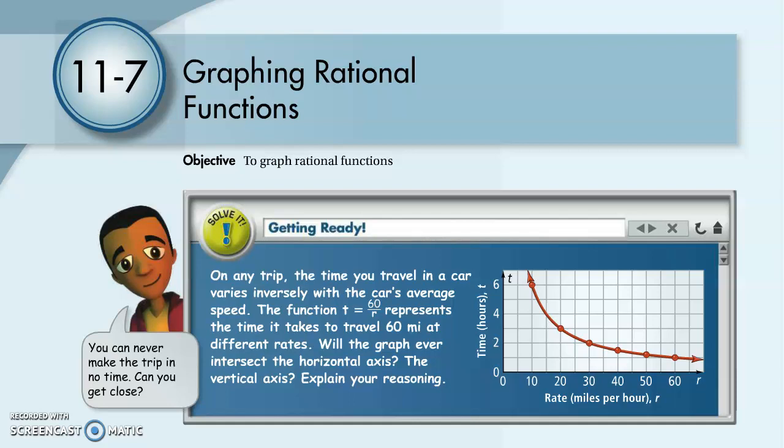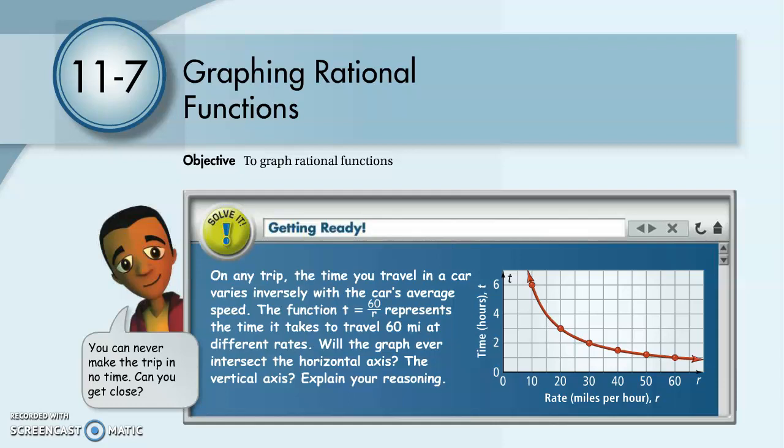Alright kids, I'm going to be real with you, I completely forgot that this lesson existed. I did not plan on assigning this today, but here it is. Lesson 11-7, Graphing Rational Functions.